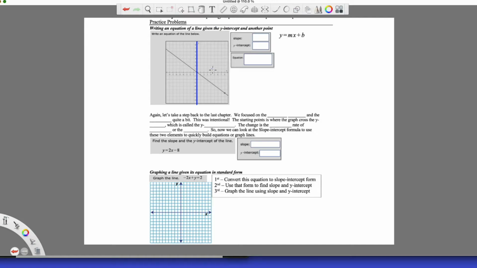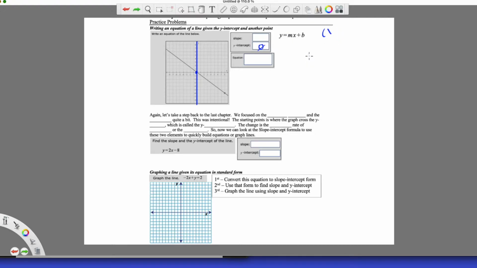Well, I cross it at 0, 0. So my y-intercept is 0. So I can go ahead and write that on here. And we also want to remember which one of these letters represents the y-intercept. So x and y, those are literally a coordinate. That's what x and y represent.